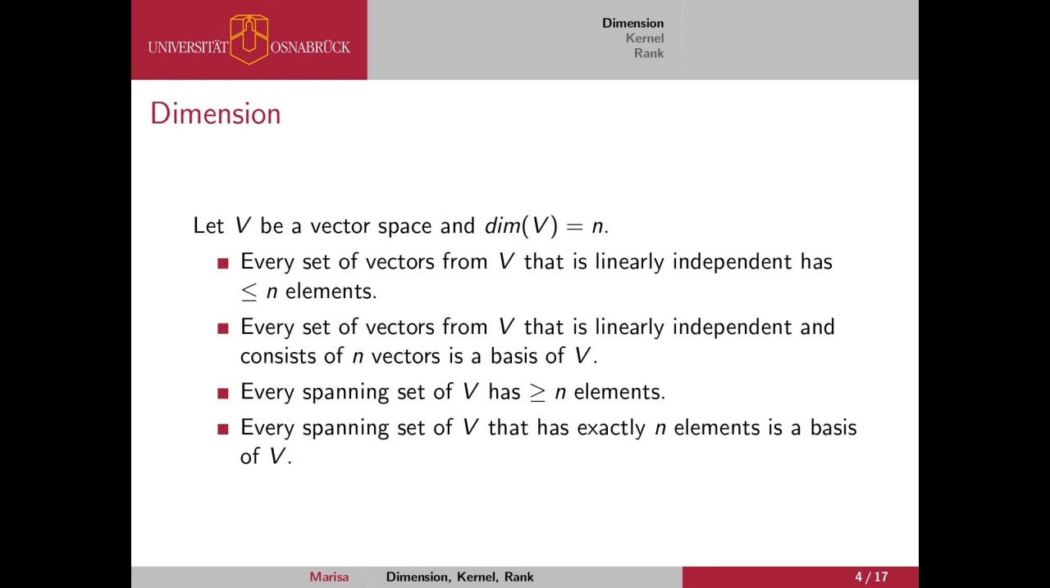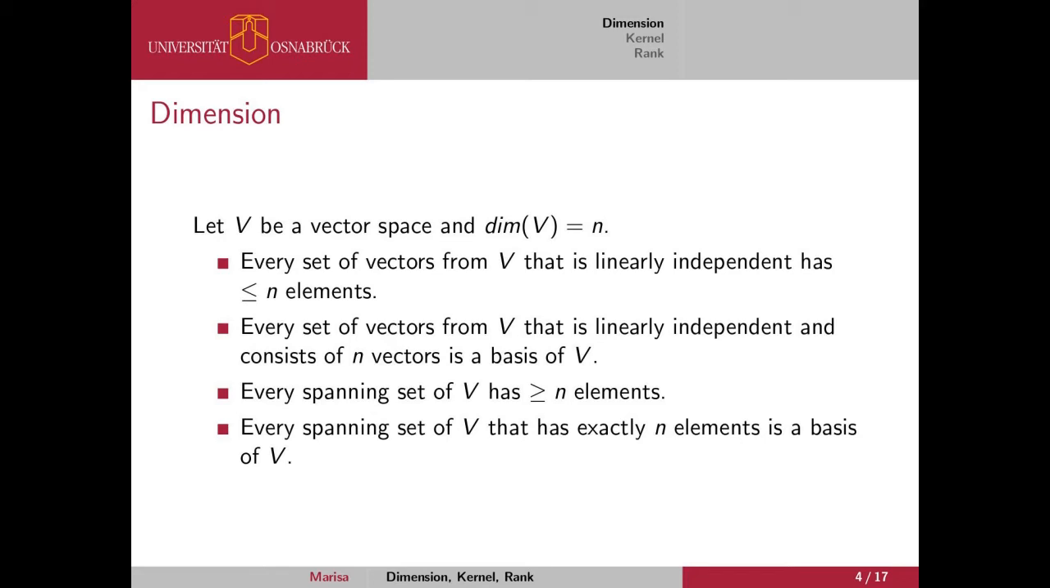Now onto some important properties of the dimension of a vector space. They should make the general understanding of this concept and its relation to others a little bit clearer. Let's assume we have a vector space called V, and we know that this vector space V has the dimension n. Then the following 4 statements hold.